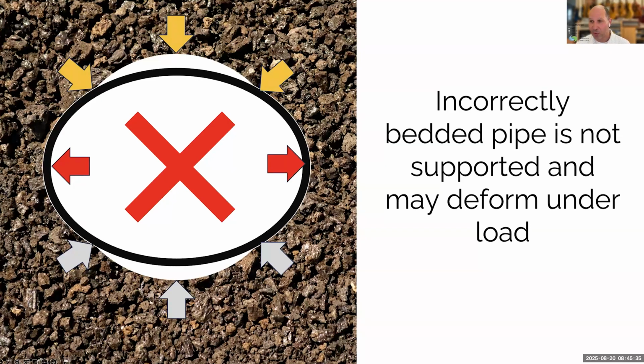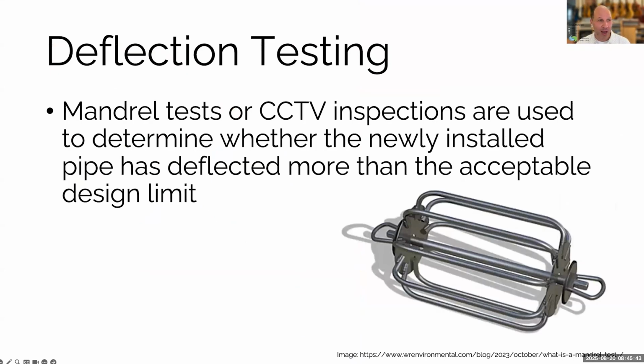Of course, after it's installed, how the heck are you supposed to determine what's going on underground? It's anywhere from 4 to 15 feet down, maybe, and you use something like this, which is a mandrel. It's essentially kind of a pig that you would run a cable down the pipe, attach this at one end. It's set up so that it meets the minimum design spec of the pipe, and you drag it through. And as long as it makes it through, you're good to go. If it gets stuck, you've got a problem that needs to be fixed.